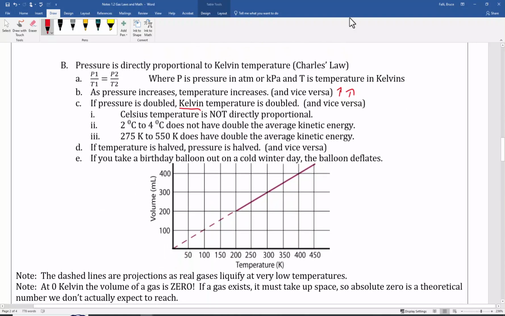The temperatures in Celsius you should know is water freezes at 0 and water boils at 100. But if I go from 2 degrees Celsius, that means it's pretty cold, almost the temperature of freezing water, and I go to 4, that does not double the speed of the particles. That's why you can't use that. But if I have 275 Kelvin to 550 Kelvin, that's double. It does have double the kinetic energy.